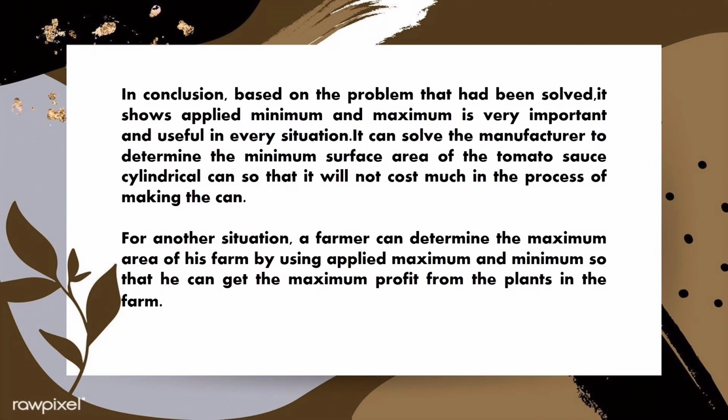In conclusion, based on the problem that has been solved, it shows applied minimum and maximum is very important and useful in every situation. It can help the manufacturer determine the minimum surface area of the tomato sauce cylindrical can so that it will not cost much in the process of making the can. For another situation, a farmer can determine the maximum area of his farm by using applied maximum and minimum so that he can get the maximum profit from the plants in the farm.